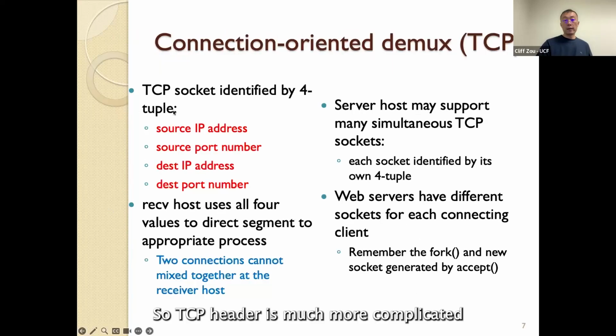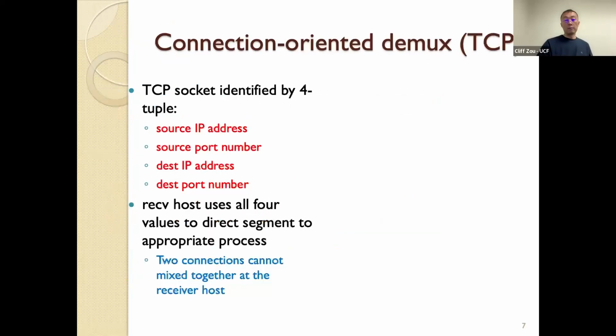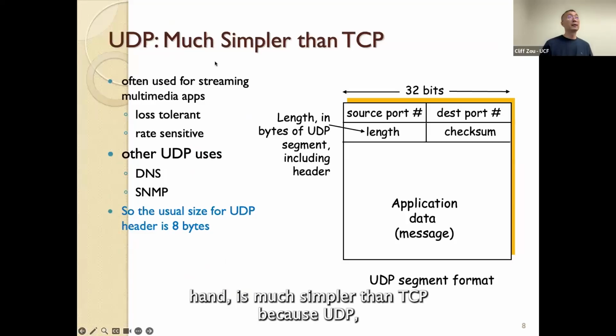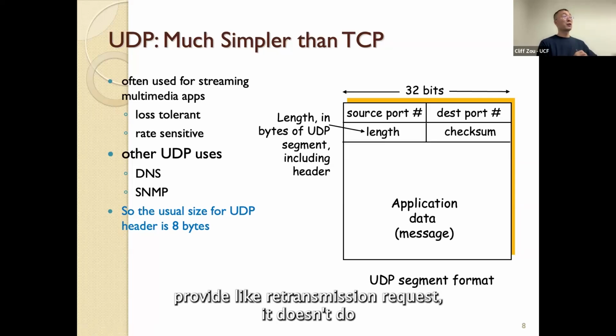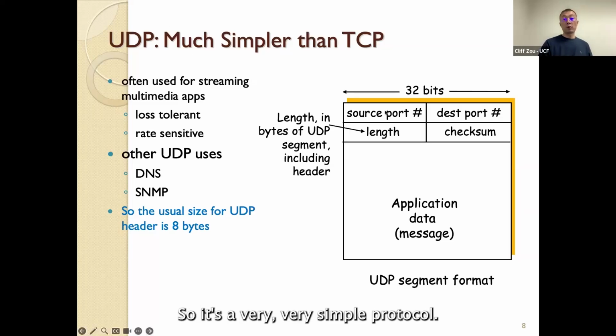So the TCP header is much more complicated because it is connection oriented, and TCP also provides more services. UDP, on the other hand, is much simpler than TCP because it doesn't provide retransmission requests. It doesn't do acknowledgement to the other end. So it's a very, very simple protocol. It only has essential information.